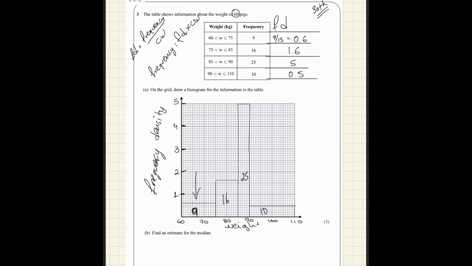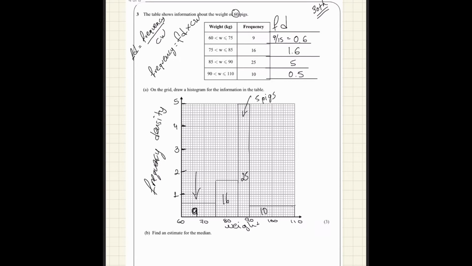So I'm looking to find where that 30th person would actually be. So I'd find an estimate for the median. So 30th pig given, not person. So between here, I have got 25. So in this class, I need another 5 pigs given. So 9 and 16 is 25 plus another 5 pigs.